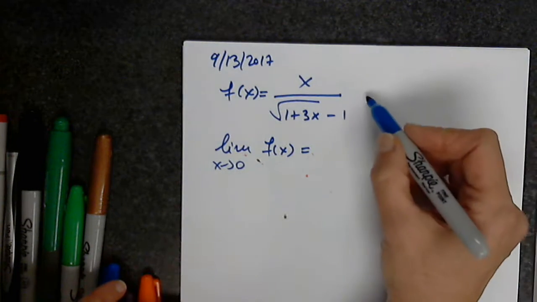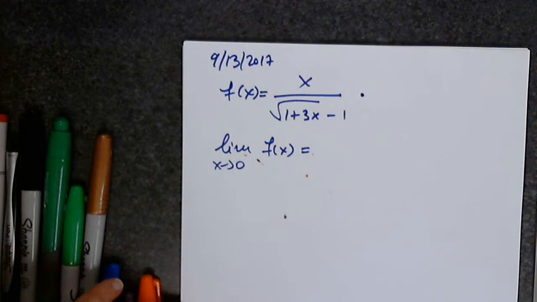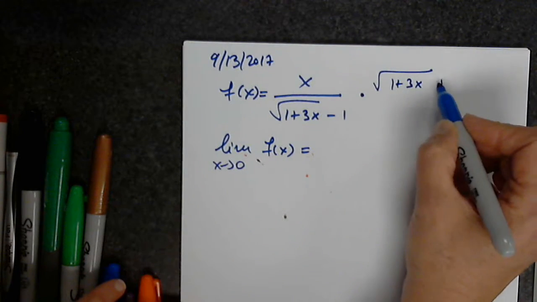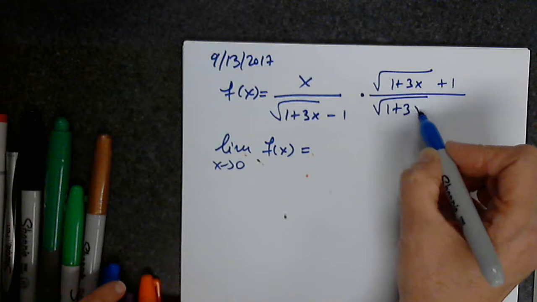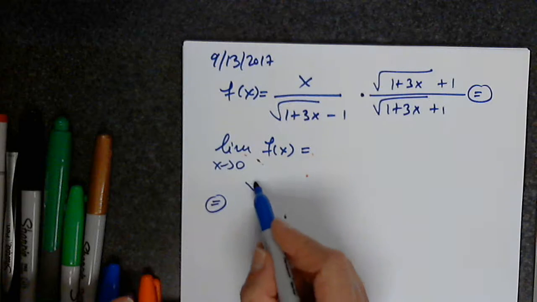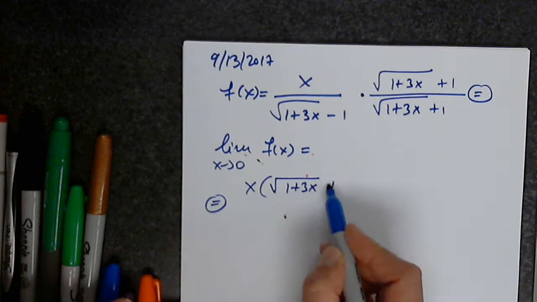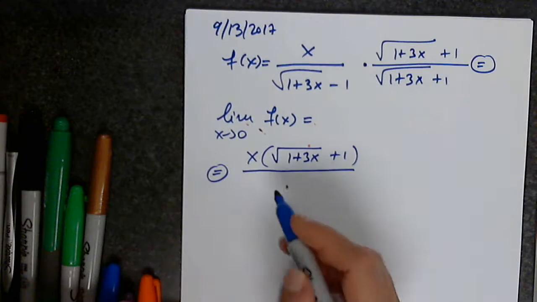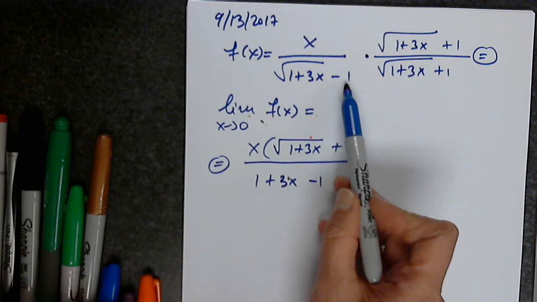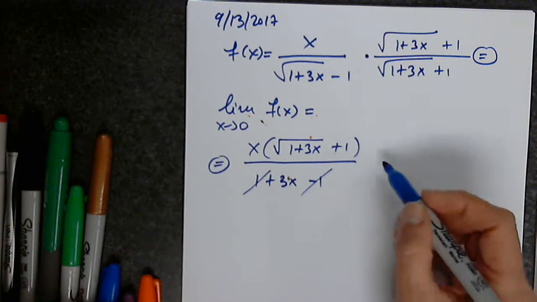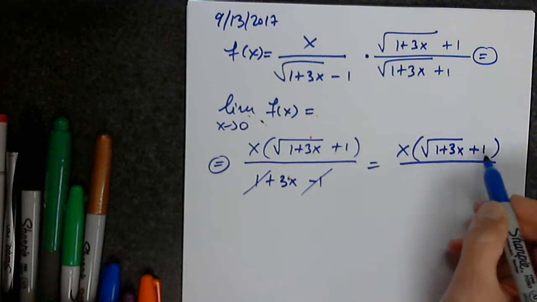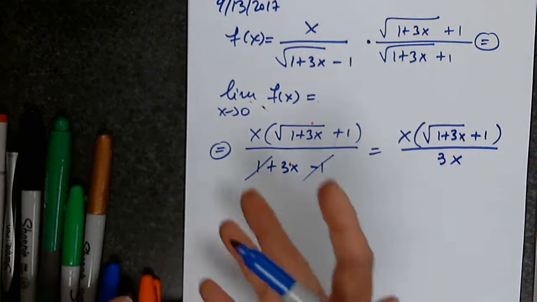So what I would do to this function, I would rationalize the denominator. That's why I wrote it on the side. So I will write the square root of 1 plus 3x plus 1 over the square root of 1 plus 3x plus 1. And then this function becomes x times the square root of 1 plus 3x plus 1, everything divided by 1 plus 3x minus 1, because it's the first term squared minus the second term squared. These two go away. So then this is x times the square root of 1 plus 3x plus 1 divided by 3x.